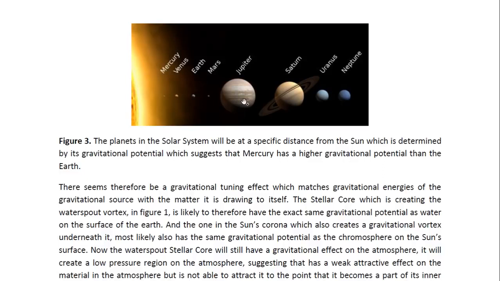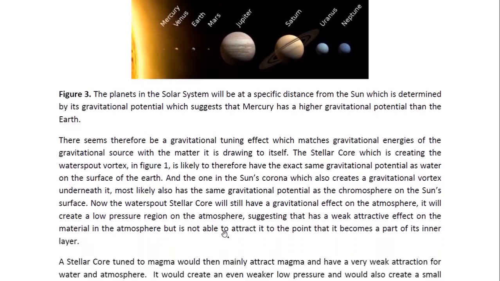It has more energy than all the other planets because it has less mass. But the average gravitational energy is less than, for example, Earth's. And Mercury would be the planet that has the highest gravitational potential because it is the innermost planet. So there seems to therefore be a gravitational tuning effect which matches gravitational energies of the gravitational source with the matter it is drawing to itself in the stellar cores.